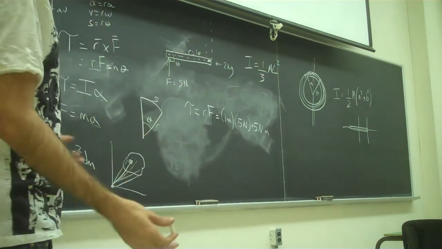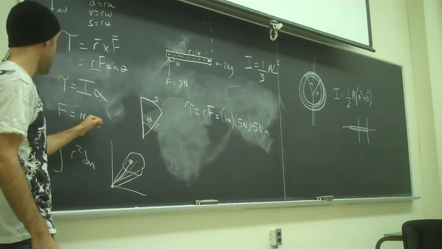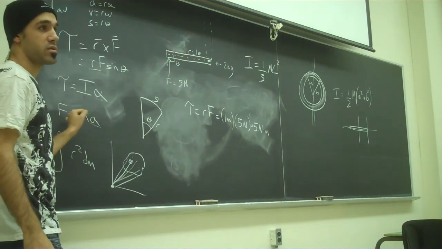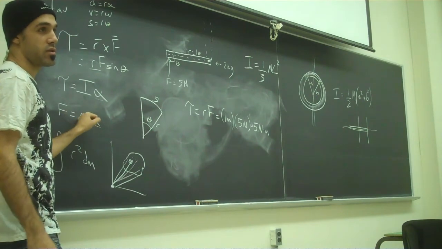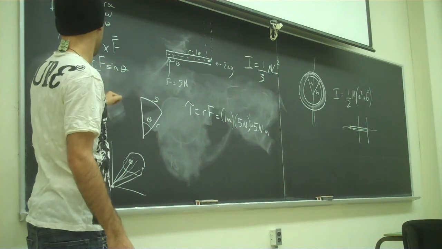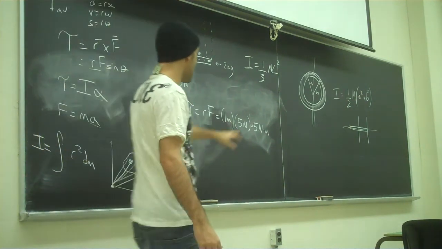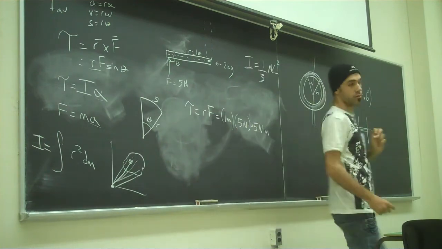Anytime you want to find the units of something, just plug in directly. Like for force, I plug in kilograms and meters per second squared. So the units of newtons are kilograms meters per second squared. For torque, it's meters times newtons, newton meters. Okay, so now we know what our torque is. Our torque is 5 newton meters.